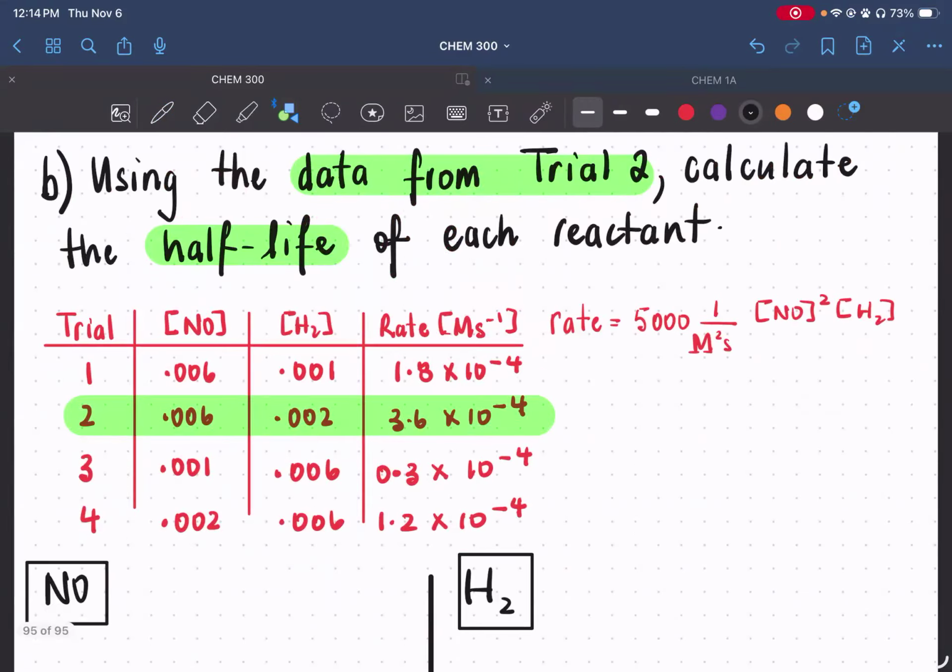The question is outright telling us to calculate the half-life. So we need to know which half-life equation to use. We know from the rate law expression, which we spent time on determining, that NO is second order and H2 is first order. So we just use the half-life equation appropriate to each reactant.